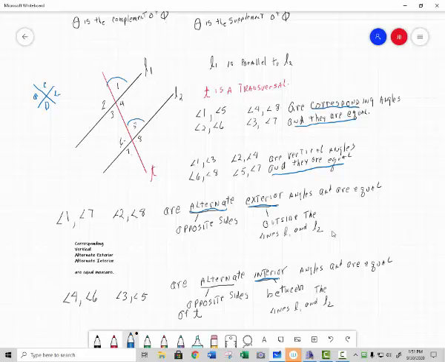Okay, so let's take a look at alternate exterior angles. They have to lie on alternate sides of the transversal, and they have to be exterior. So 1 and 7 are alternate exterior angles. Let me remove that blue line right here. Okay, so 1 and 7 are alternate exterior angles.